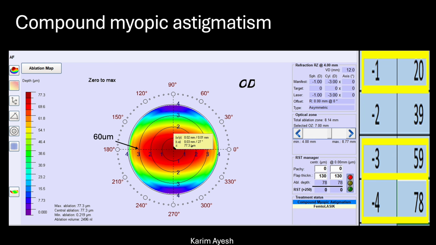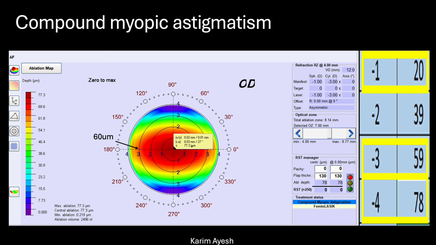According to compound myopic astigmatism, I did the same. I just entered this refraction, -1, -3, axis 180. And we know previously, as mentioned before, -1.20, -2.39, -3.59, -4.78. I found that the central area is around 78, which means 4 diopters ablated here. And the peripheral area 60, which is 3 diopters ablated here.